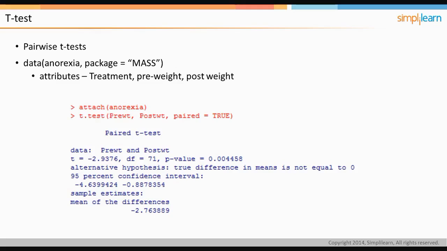t.test of Prewt, Postwt, paired equals TRUE. The first two attributes are the features to be compared, and the attribute paired equals TRUE specifies that it is a pairwise t-test. The low p-value suggests that the null hypothesis can be rejected. That is, there is a difference between the weights before and after treatment. In the next slide, we will look at independent t-test.